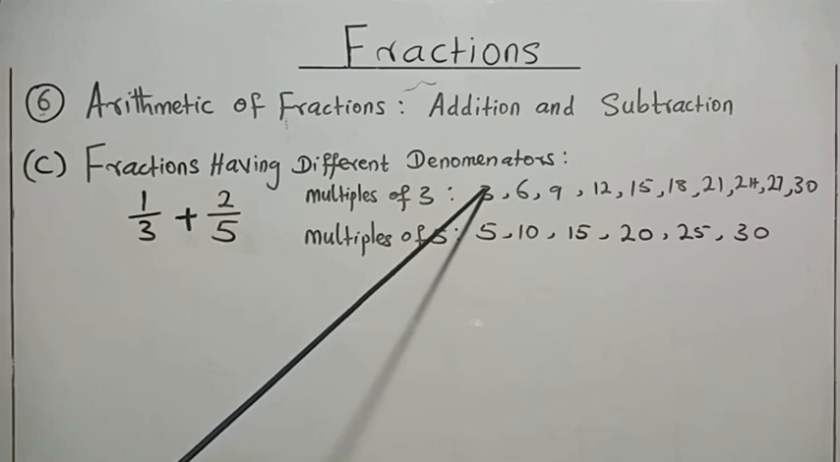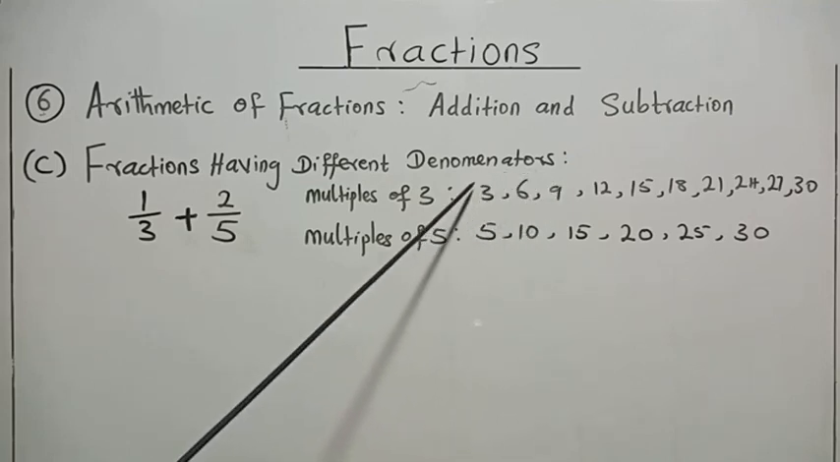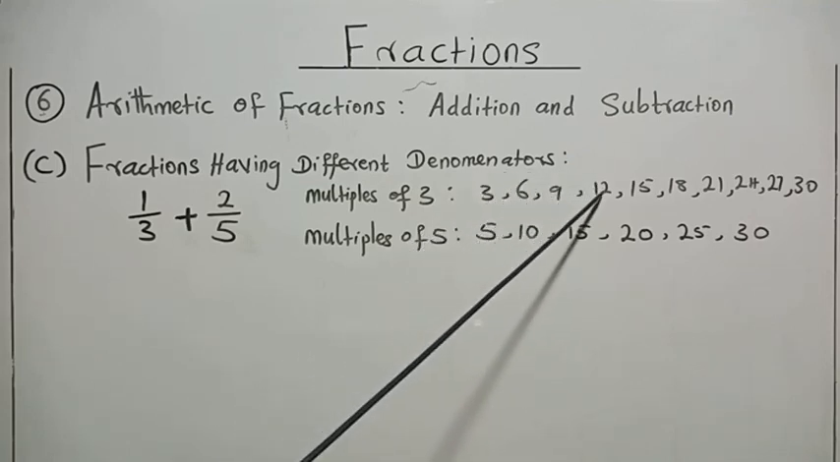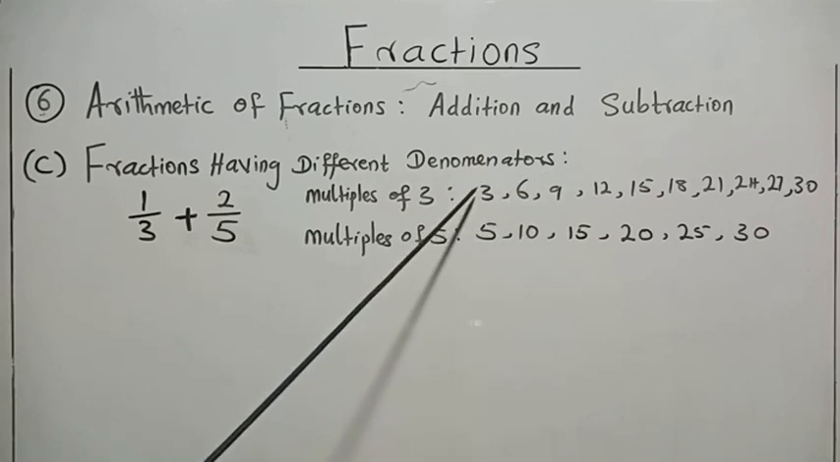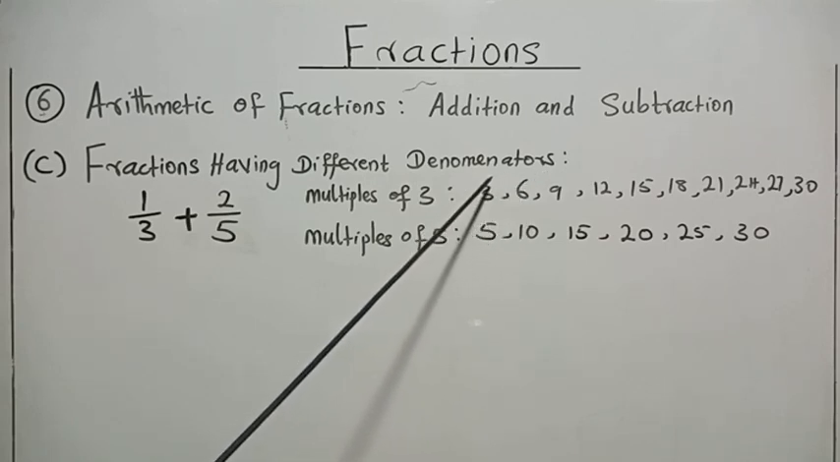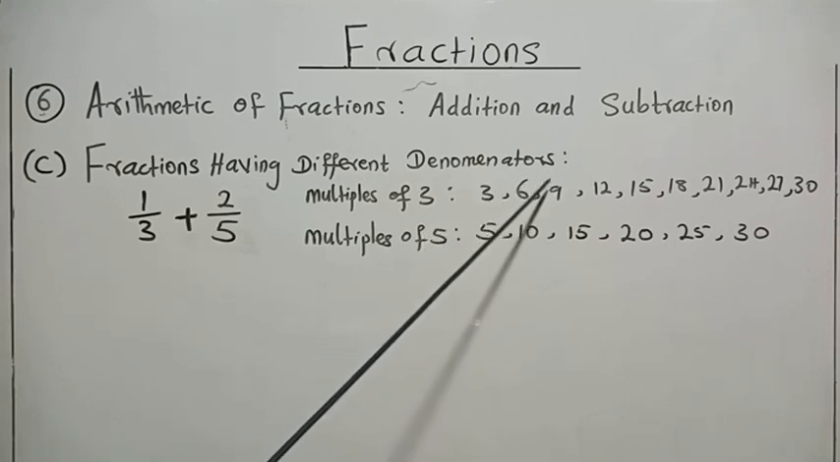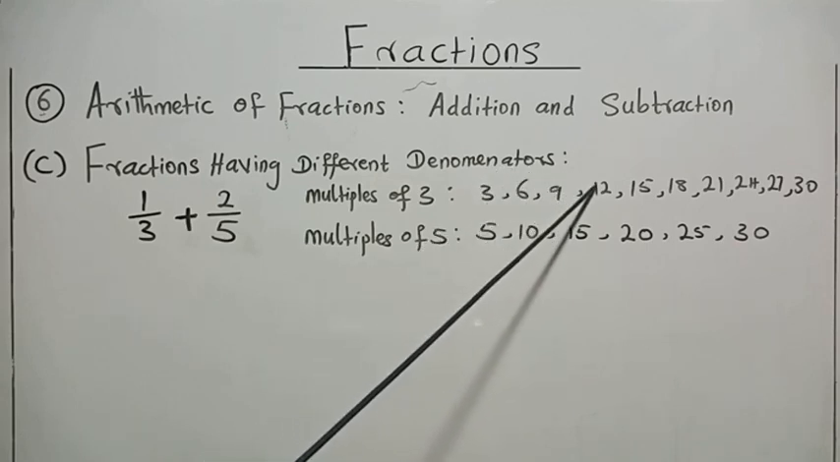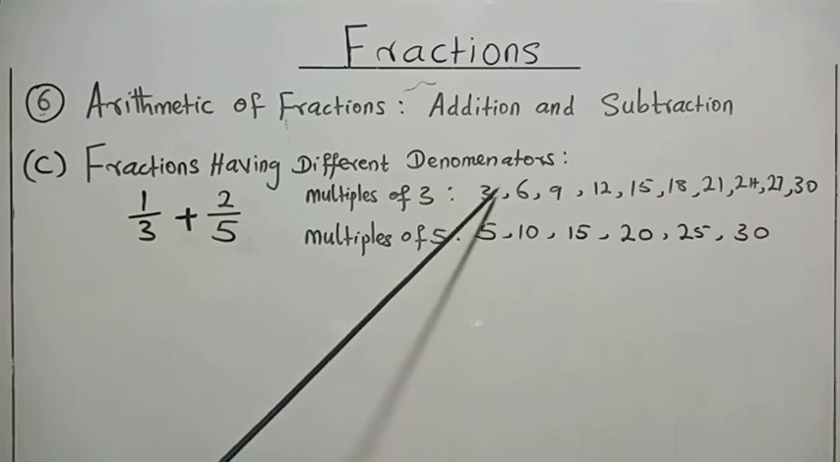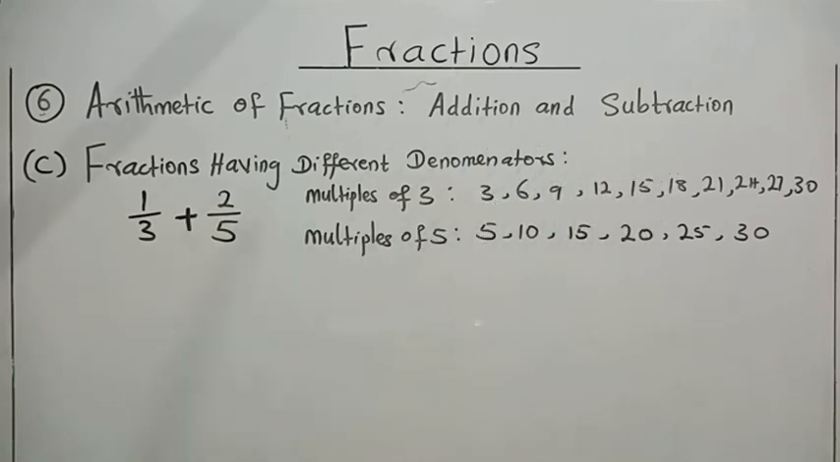3 into a number of times will give us this 9. 3 into a number of times will give us this 12. Yes, we know that 3 times 2 is this. 3 times 3 is this one. 3 times 4 is this. 3 times 5 is this. 3 times 6 is this, in that order. Likewise, 5 times 2 is 10.